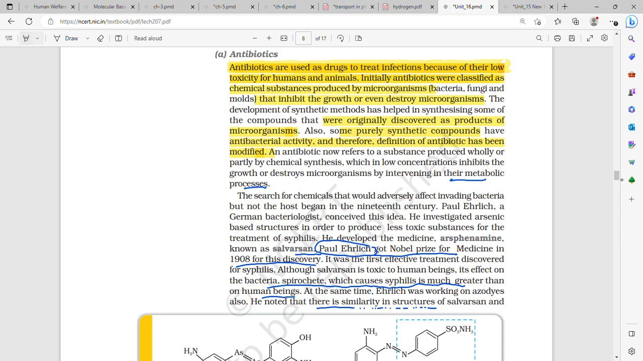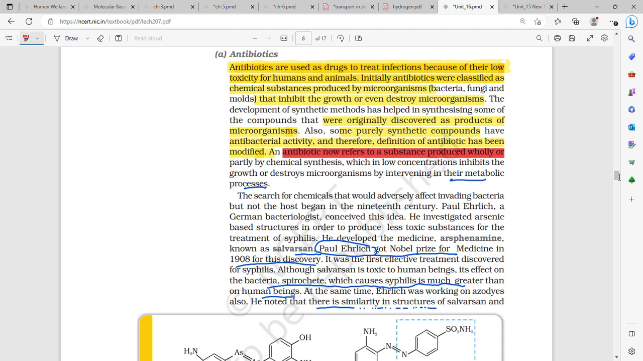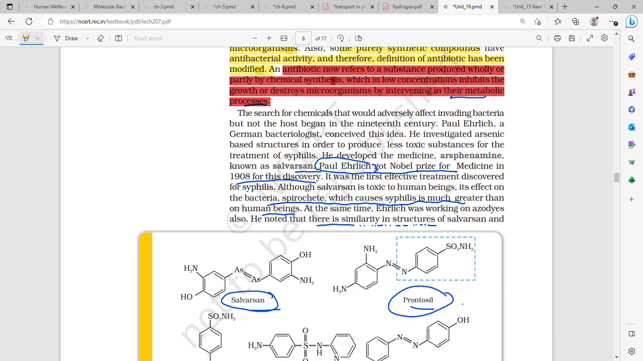An antibiotic now refers to a substance produced wholly or partly by chemical synthesis, which in low concentrations inhibits the growth or destroys microorganisms by intervening in their metabolic processes. So basically, antibacterial medicines would stop the cell wall from growing in a bacteria, or something in their metabolic pathway. Antivirals will stop the DNA or RNA replication, something like that.